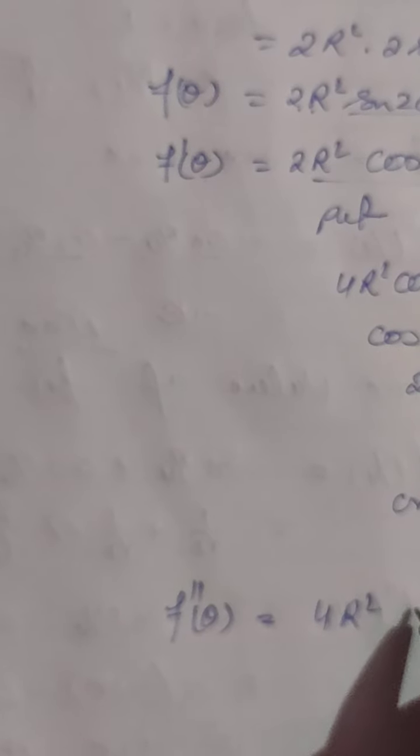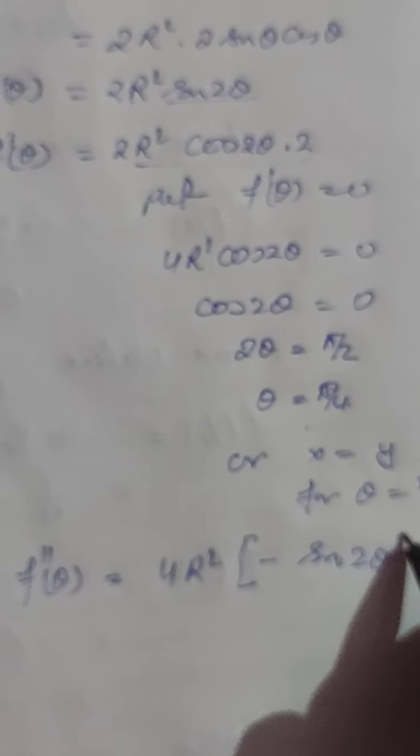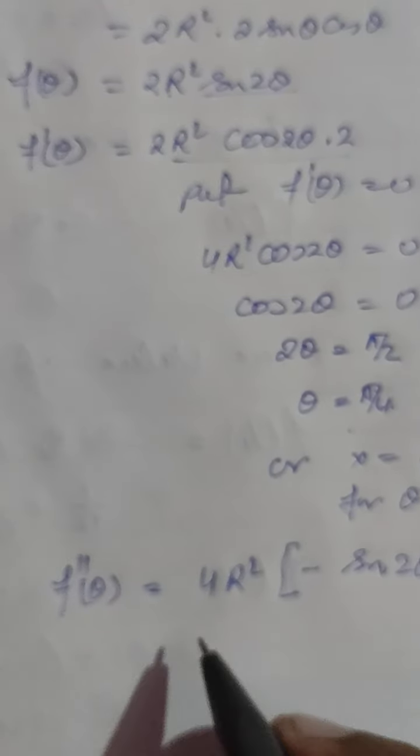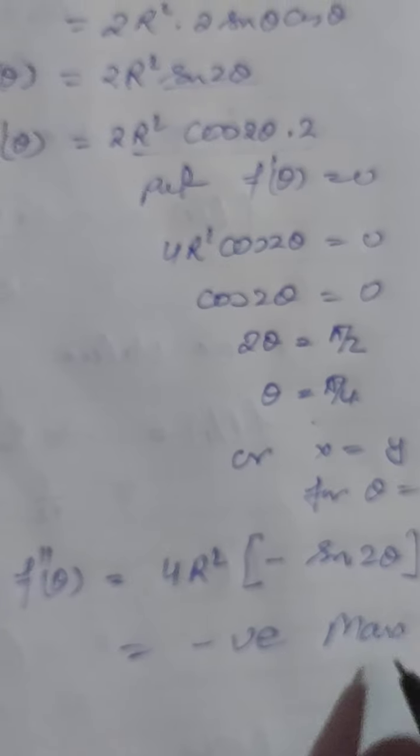Now we need to check for the maximum condition. So we need to find f double dash theta. Differentiating 4r square cos 2 theta gives minus sin 2 theta, and then 2 theta again gives 2. Overall we are able to see it is negative, which indicates a maximum.